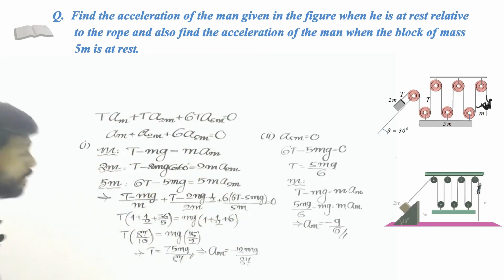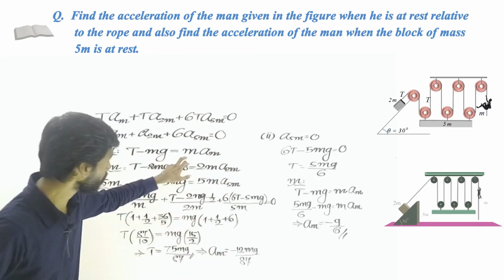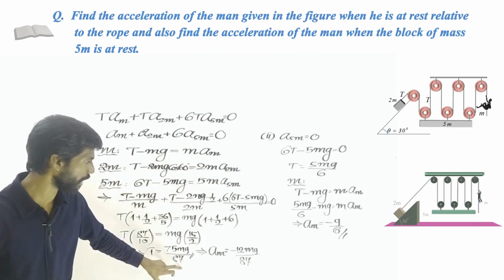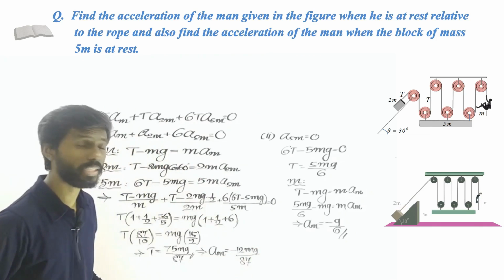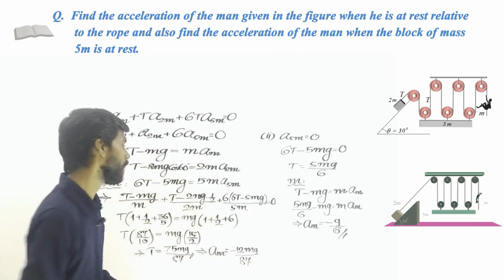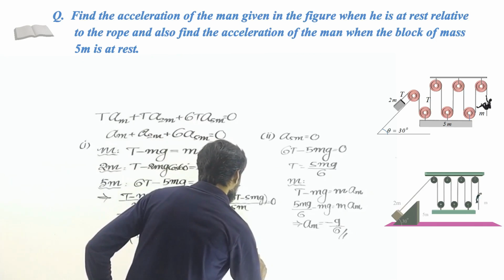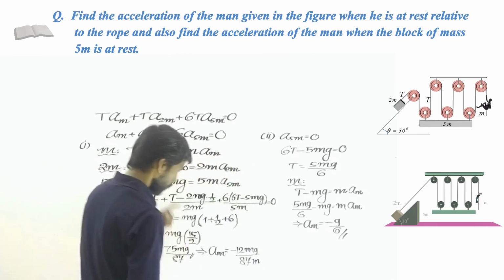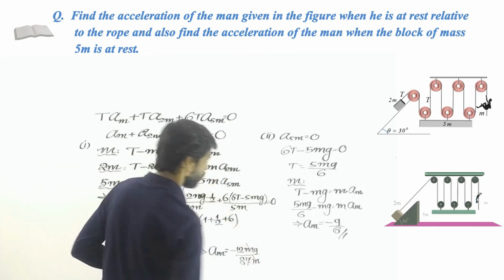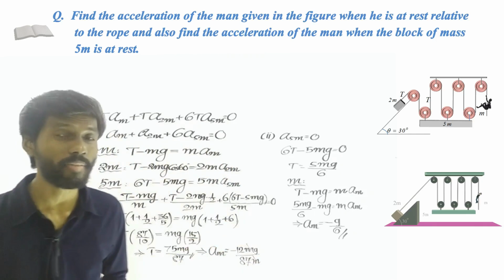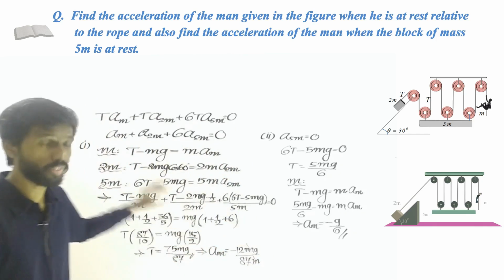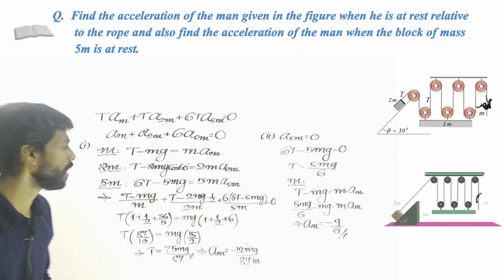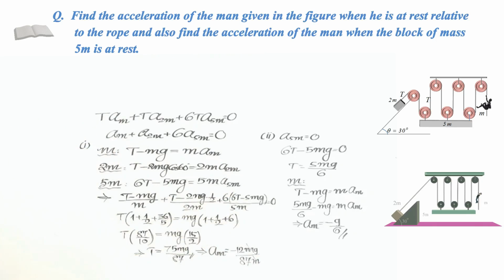Okay, this is m times am, right? So m multiplied by am, that is T minus mg, so that is minus 12mg divided by 87. So to find am, you have to divide by m also. If you divide this by m, this gets cancelled. So that means minus 12g divided by 87, that is the acceleration of the man in the first case. In the second case, the acceleration is minus g by 6. So that's all. So that is the answer.